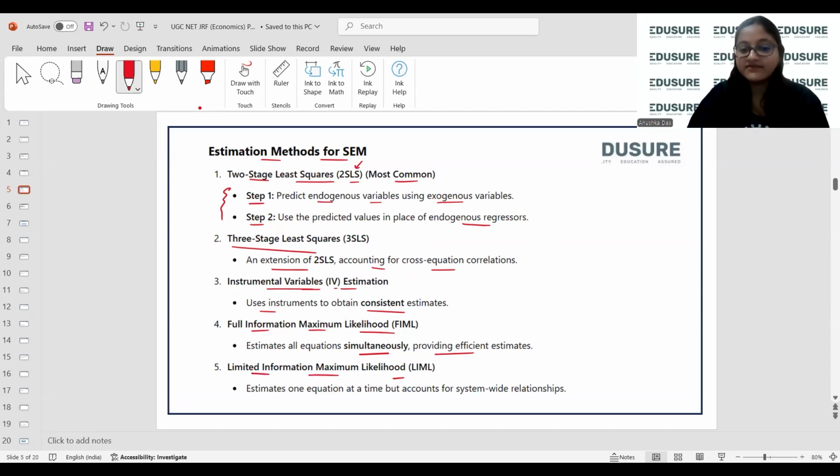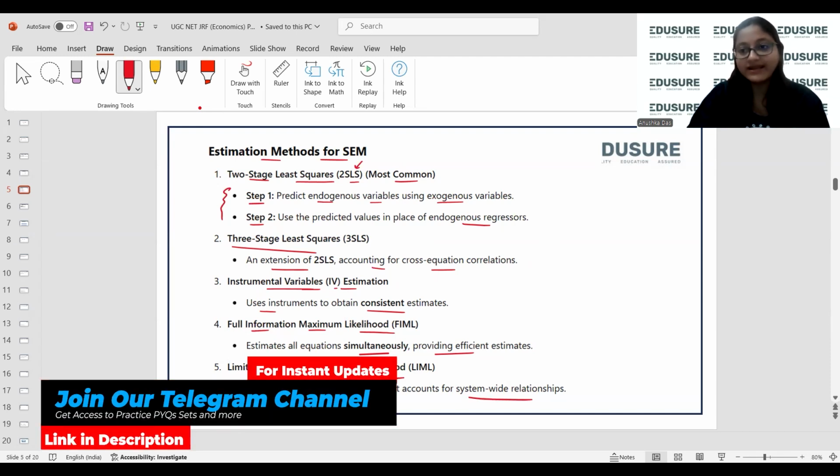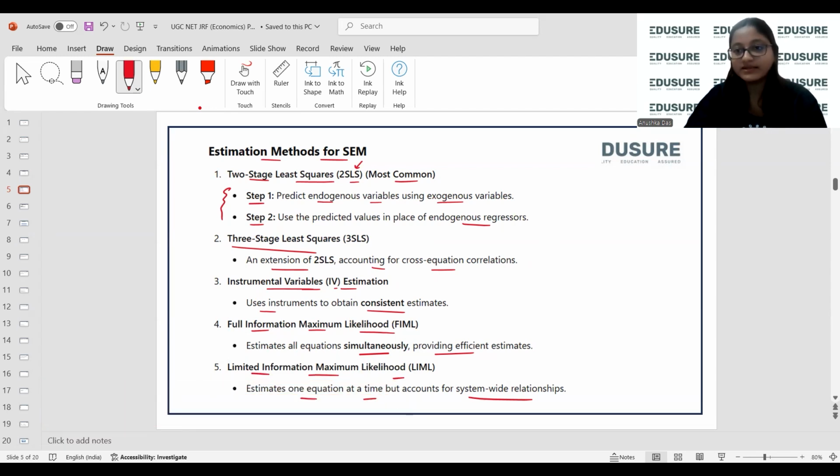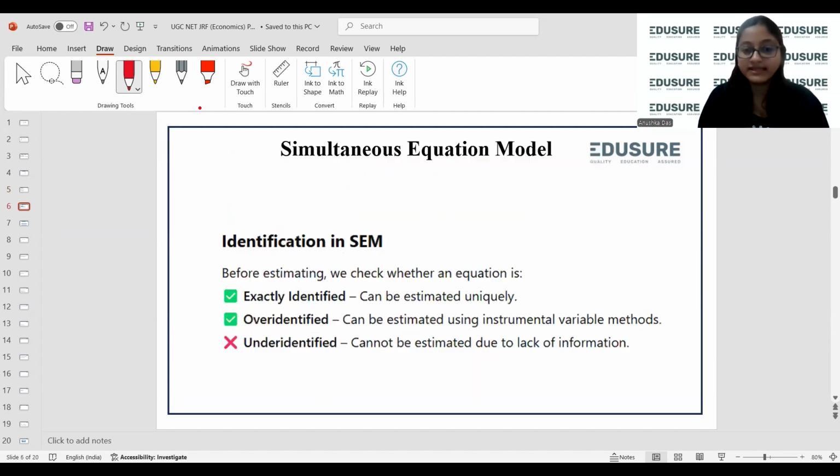And there is limited information maximum likelihood. It estimates one equation at a time, but accounts for the system-wide relationships, right? So if a simultaneous equation model is present, you cannot apply OLS. Either you will use two-stage least square or three-stage least square or instrumental variable or full information maximum likelihood or limited information maximum likelihood, right? This much I hope is done.